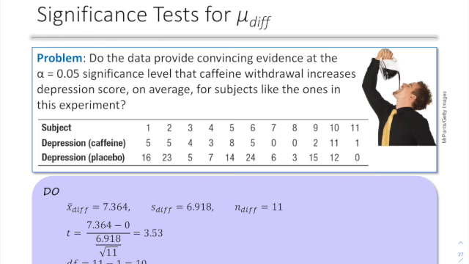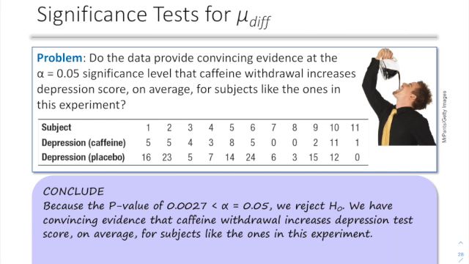So x bar diff is 7.364, standard deviation diff is 6.918, and we have 11 in our sample. So by hand, we get a test statistic of 3.53 and degrees of freedom of 10. So using our table, we get a p-value between 0.0025 and 0.005. Using your calculator, we're going to get a p-value of 0.0027. So because the p-value of 0.0027 is less than alpha, we reject the null hypothesis. We have convincing evidence that the caffeine withdrawal increases depression test score, on average, for subjects like the ones in this experiment.